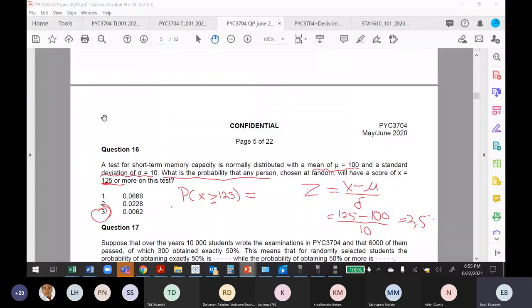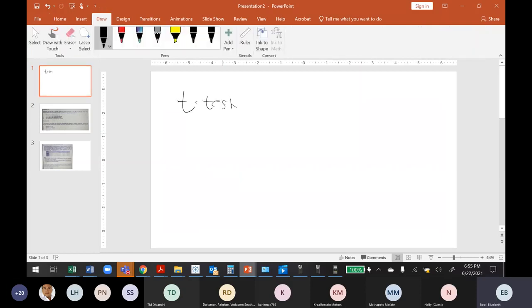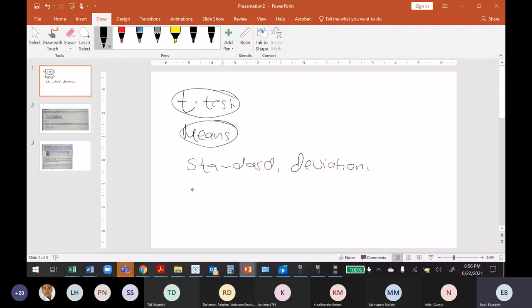So let's see. Have I answered all the things that you wanted? What happened to the presentation? The things I wrote, they disappeared. But you said you wanted to know what a t-test is. You wanted to know how to do the test for the means. We did look at those. You said you wanted to learn how to calculate the standard deviation. We didn't cover that. Okay, we must look for a question that does the standard deviation.